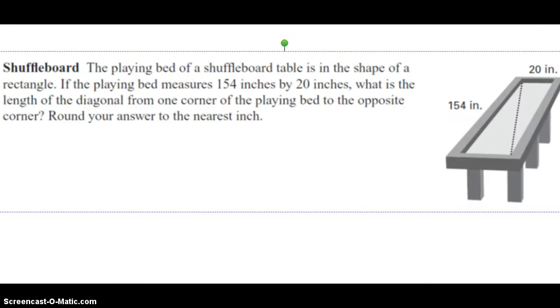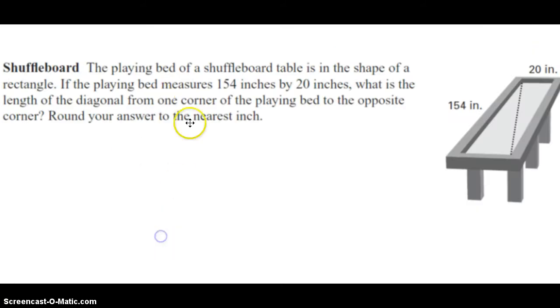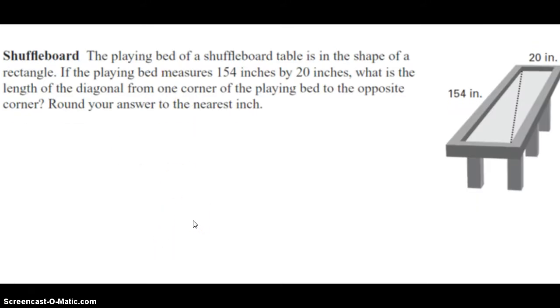So let's go ahead and take a look at the first example. First example, we have a shuffleboard. We've got two dimensions in the shuffleboard, and we are going to try to find the diagonal from one corner to the other. And anytime we've got a real life example, I like to just pull out the information that is necessary. So on my picture here, I'm going to draw the triangle. All right, and I know that I've got 154 on this side, this is 20, and I'm trying to find x, or any variable for that matter.